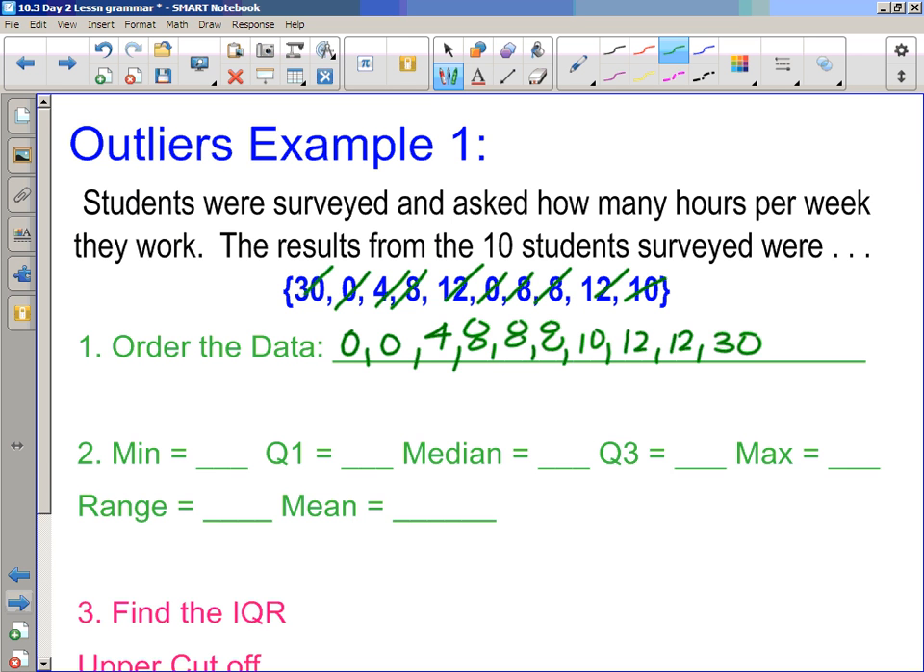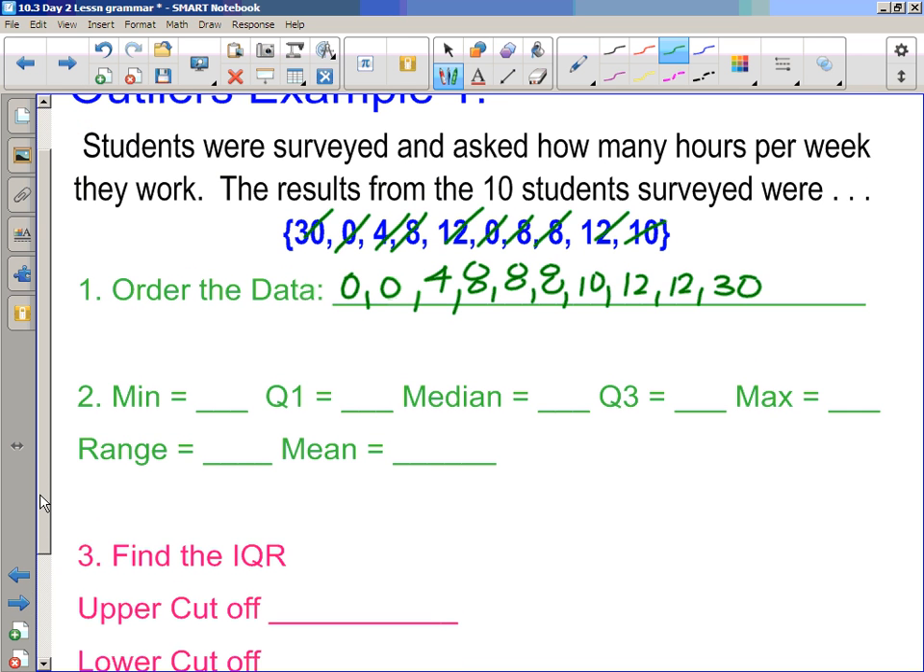Right? Yesterday we talked about the 5-number summary, which is min, Q1, median, Q3, and max. Today I'm going to add to that, and I also want you to find the range and the mean. So 0 is our min. Our max is 30, and again, that's what we're guessing our outlier is. Next, we need to find the median. Remember, I find each pair until I get to the middle. When it's two numbers, it's the average of the two, but in this case, it's 8 and 8. So my median is 8.